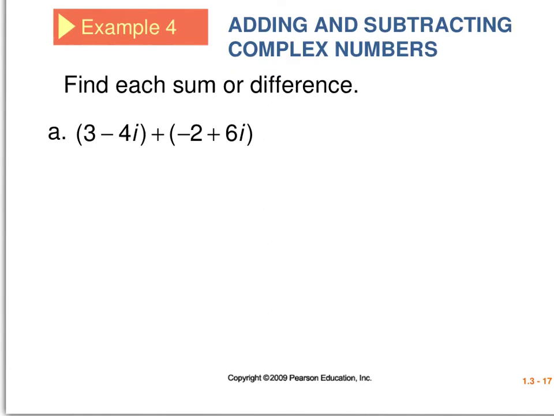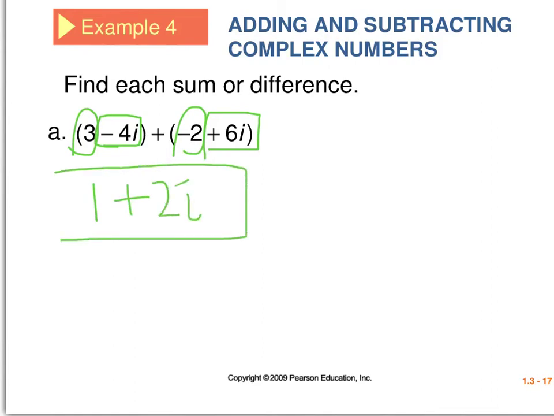Alright, now we're going to move into some operations. Anytime we're adding or subtracting complex numbers, we want to add the real number parts or subtract them, and then add the imaginary parts together. So it's kind of like combining like terms. So we want to put the real numbers together and the imaginary parts together. So this one, I would do 3 plus negative 2, which gives me 1. And then negative 4i plus 6i, which gives me positive 2i. And it's written in standard form, and so that is my solution.